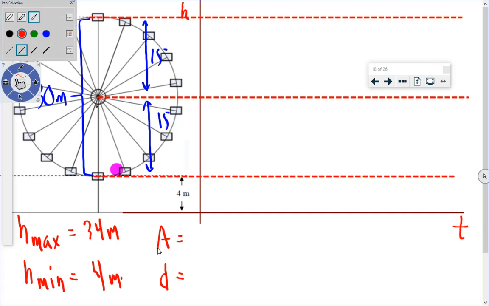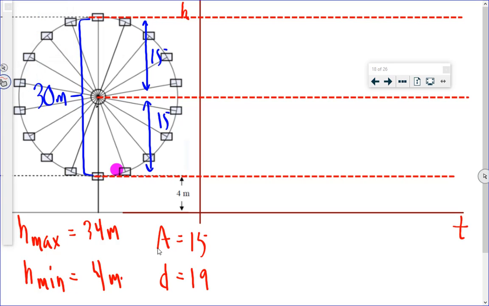And if the amplitude is 15, to get the vertical displacement, you can take 4 at the bottom and add 15 to get 19. Or you could take 34 at the top and take away 15 to get 19. So, by the way, what capital A equals 15 means is A equals 15.